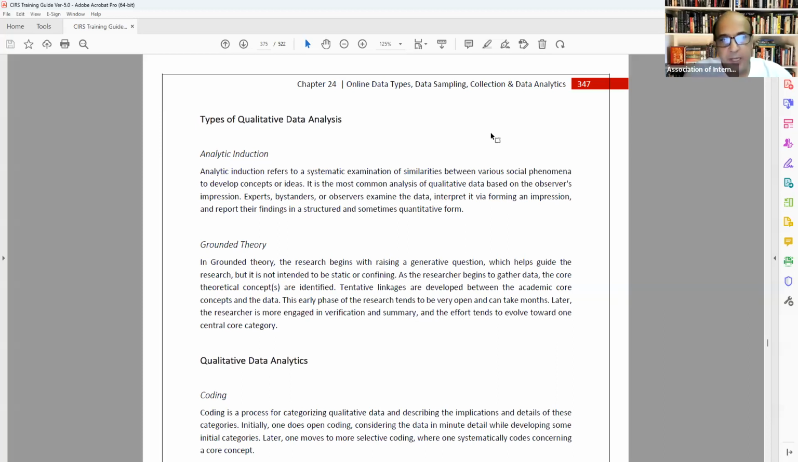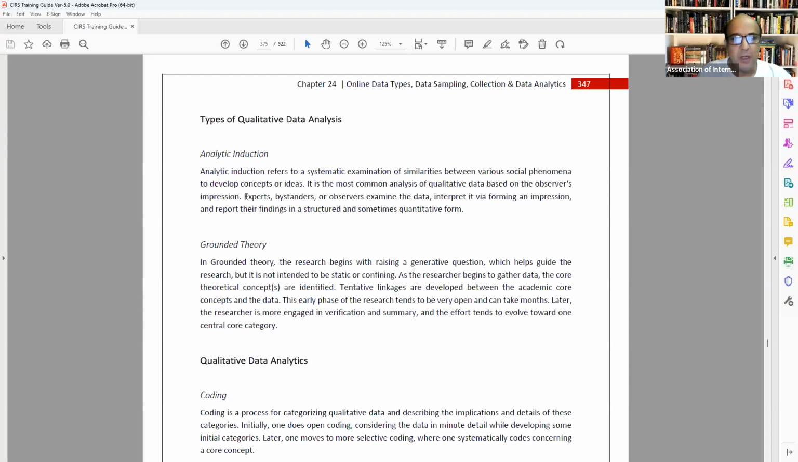Qualitative data analytics, there are two types. One we call analytic induction, and the other is grounded theory. For example, let's look at the definition. Analytic induction refers to a systematic examination of similarities between various social phenomena to develop a concept or idea. It is the most common analysis of qualitative data based on the observer's impression.